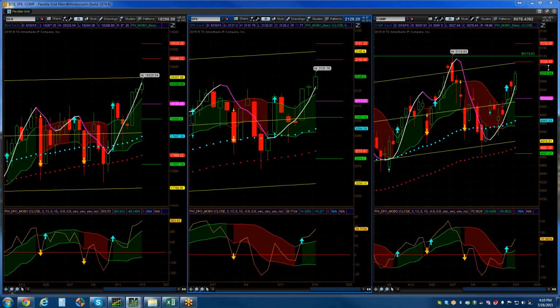The first resistance level on the Nasdaq, which has a lot of the stocks we like to play, Chipotle and Netflix and Priceline and so forth, they're all on the Nasdaq, 5106 is going to be your first resistance level.